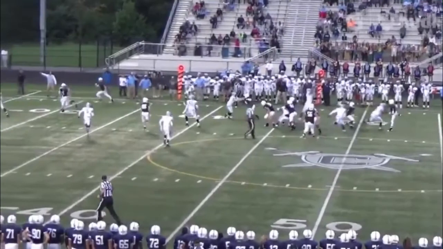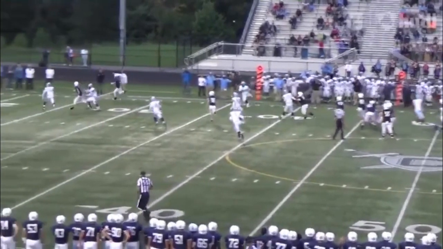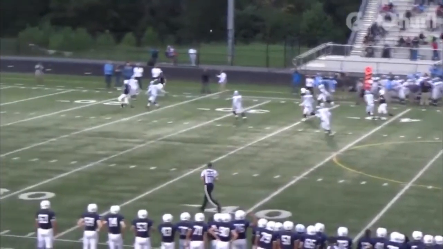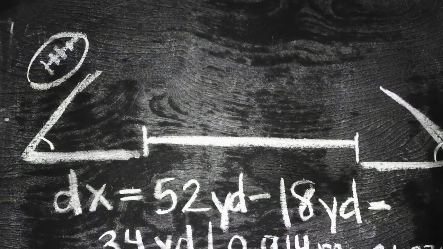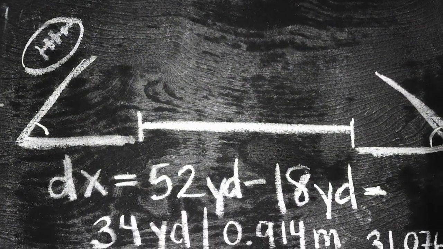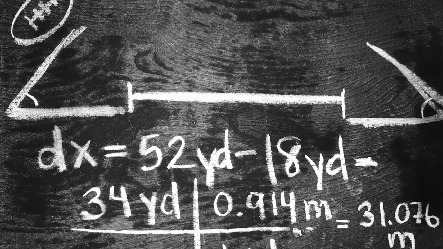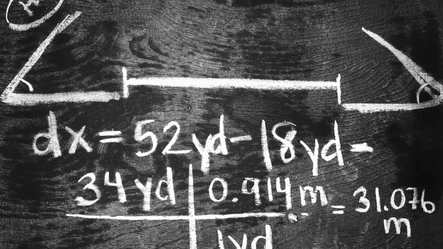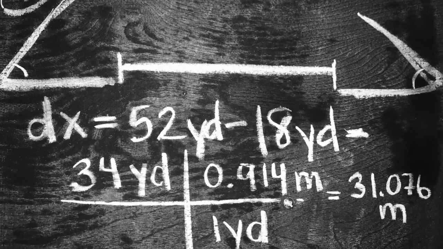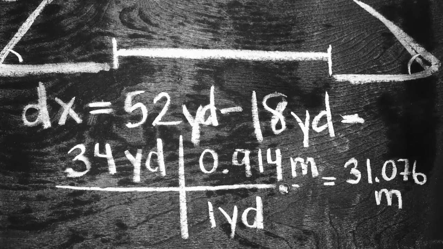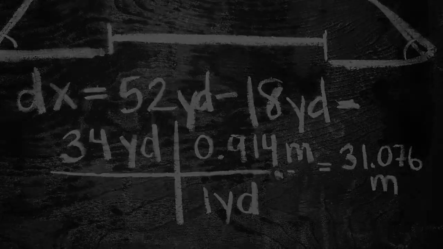To find the displacement in the horizontal direction of the football, I looked at where the quarterback threw the football from and where it was caught. Because this was on a football field, I could easily tell where this was. The ball was thrown from 52 yards and caught at 18 yards, so it was thrown a total of 34 yards. By using the conversion factor between yards and meters and multiplying 34 yards by 0.914 meters, I found that the football was thrown a total of 31.076 meters.